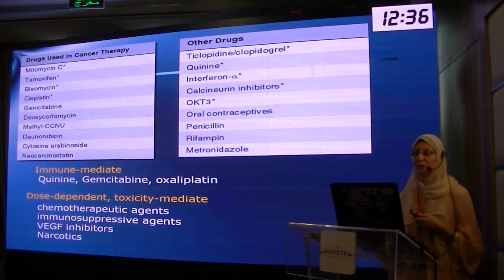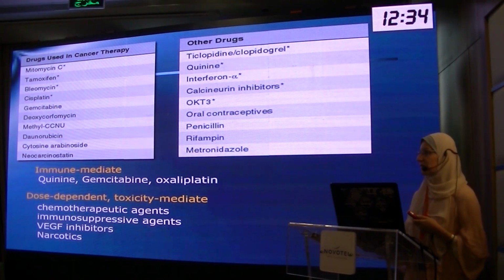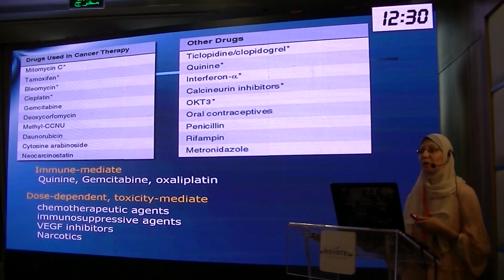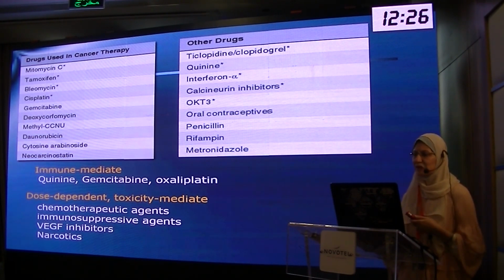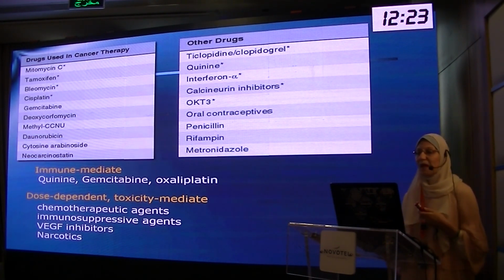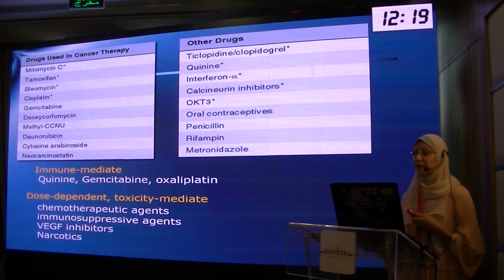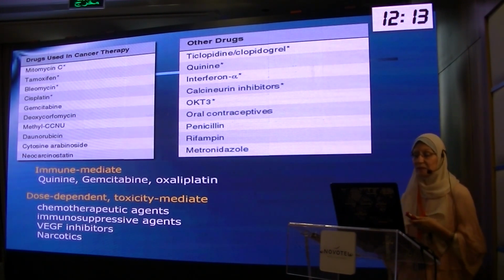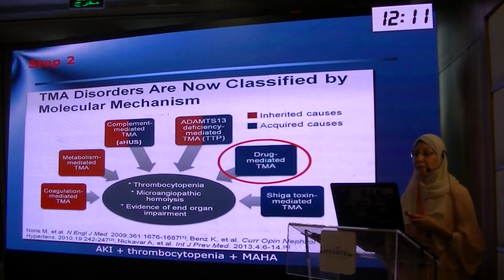And we also have dose-dependent toxicity, mediated either acutely, if the patient receives a big dose intravenously, for instance, or gradually, like when the patient is on certain medications for weeks or months. The most important groups are the chemotherapeutic agents, immunosuppressive agents like calcineurin inhibitors and tacrolimus, vascular endothelial growth factor inhibitors, sirolimus, and narcotics, particularly the illegal ones.